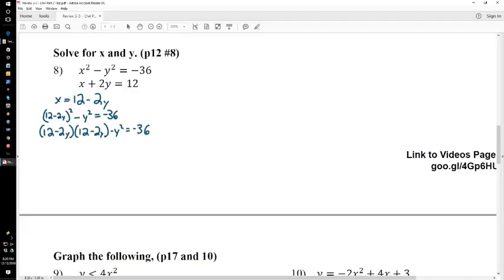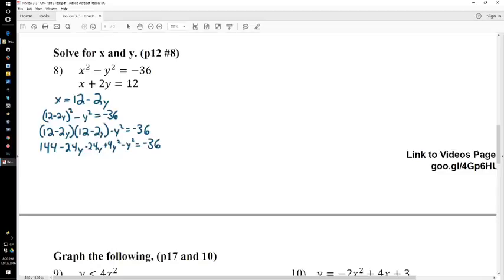But there we go. Alright, and we'll just multiply all this out. Remember, we're just going to distribute the 12, and then we'll go back and distribute the negative 2y. So, 12 times 12 is 144. 12 times negative 2y is negative 24y. Negative 2 times 12 is, again, negative 24y. And negative 2y times negative 2y is positive 4y squared. And then we'll drag everything else down. The negative y squared and the negative 36.